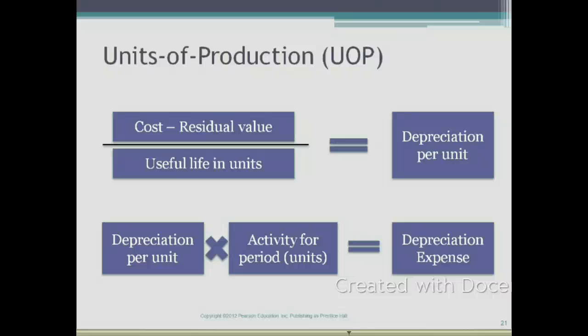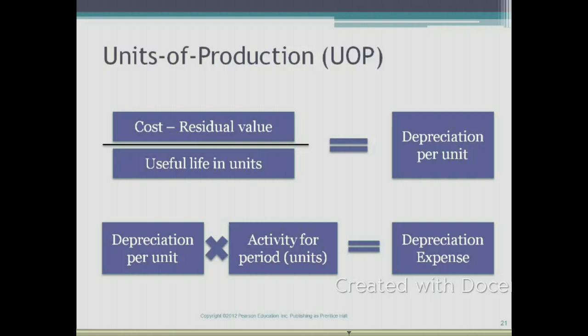The second method of calculating depreciation is units of production. It's a two-step process. Step 1 is to calculate depreciation per unit, and you do that by subtracting your residual value from your cost and dividing it by useful life in units. So to calculate depreciation per unit, you take your cost minus residual value divided by useful life in units.